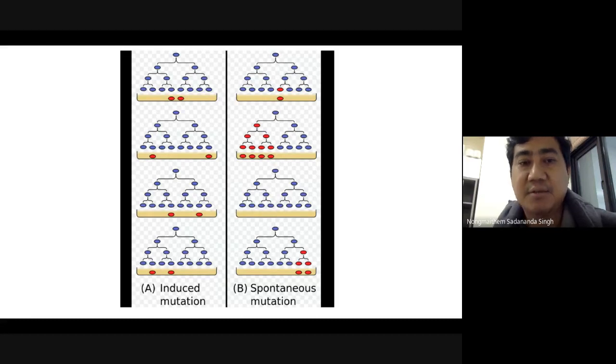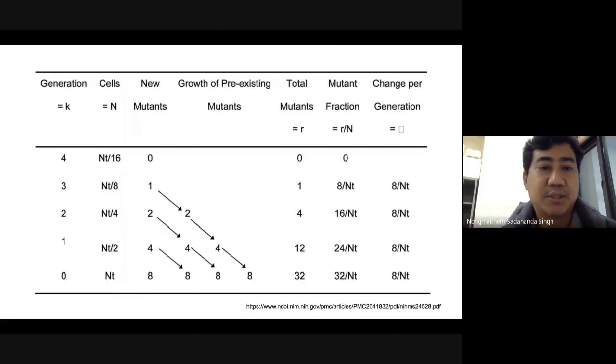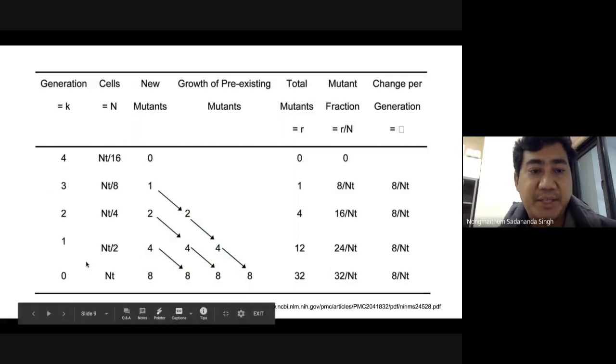But if it is because of certain reagents or conditions present in the environment which induce mutations, then you are likely to get a similar number of resistant colonies, and it will be very random. Okay, so this is what we were discussing.